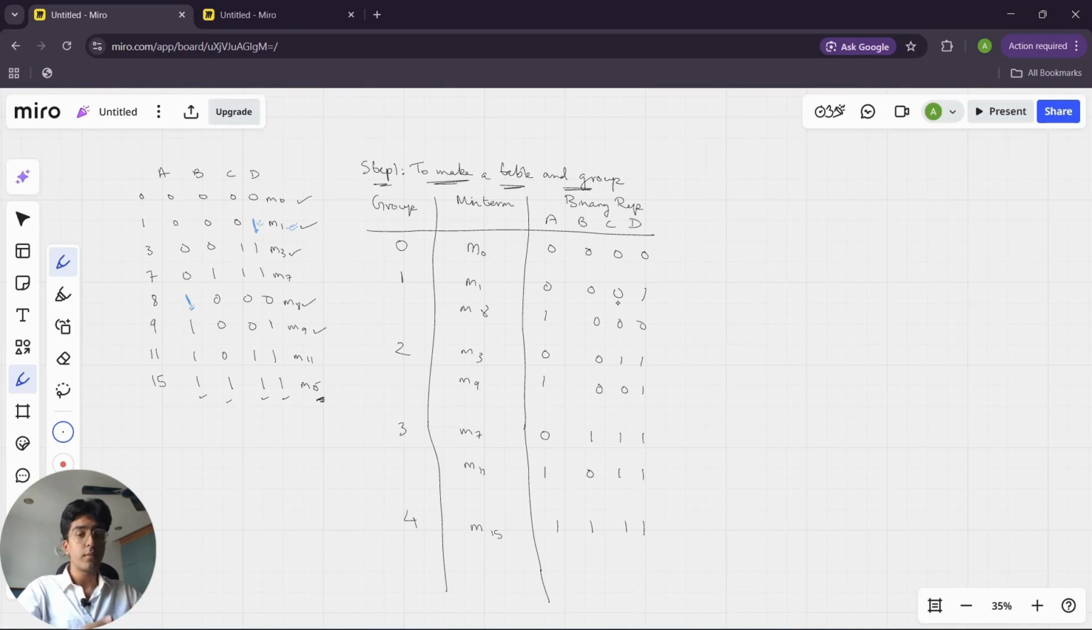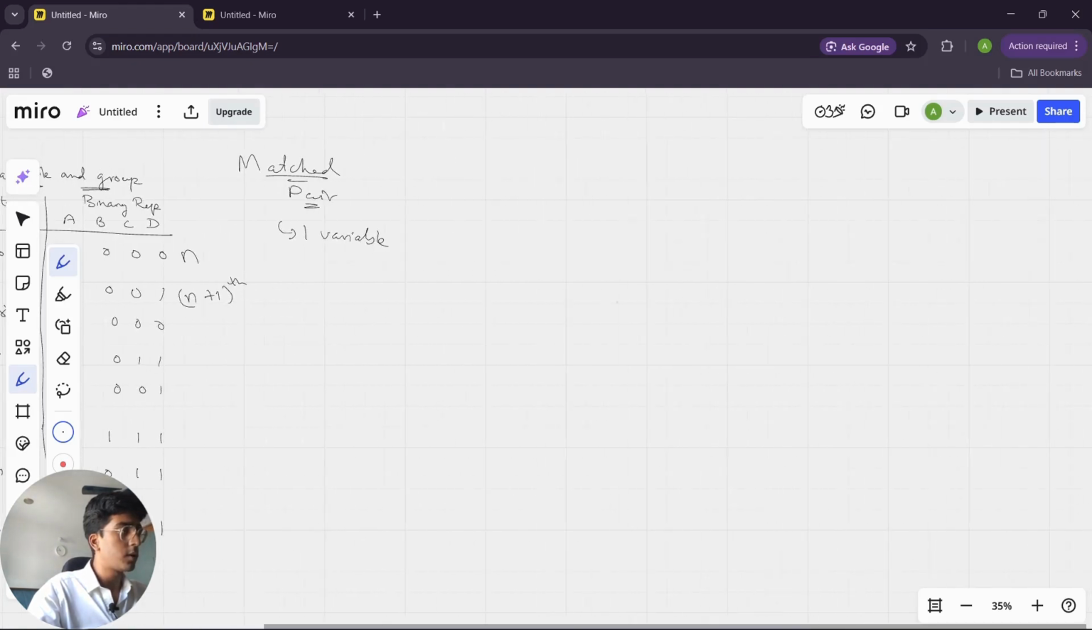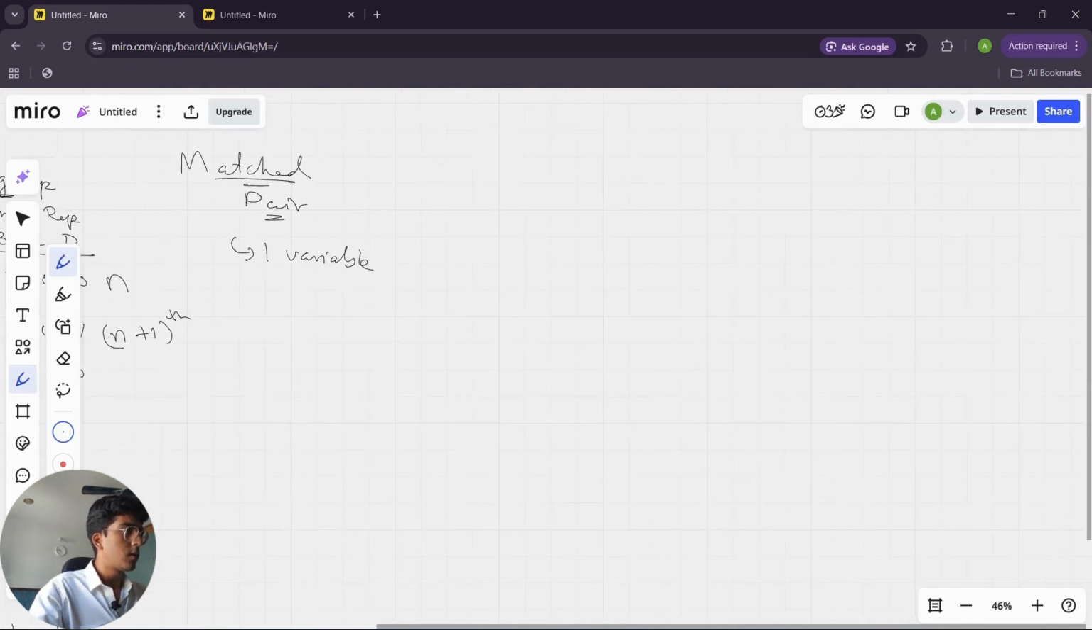What's a matched pair? A matched pair is basically a pair of minterms that are different from each other by only one variable. Suppose we have m0 and m1. First, सबसे पहले, we'll draw the same table once again. We have step number 2, which is the matched pair. It is a pair of minterms that differ from one another by only one single variable.